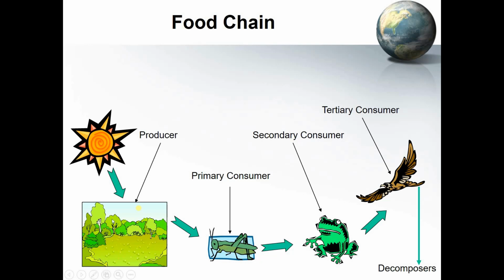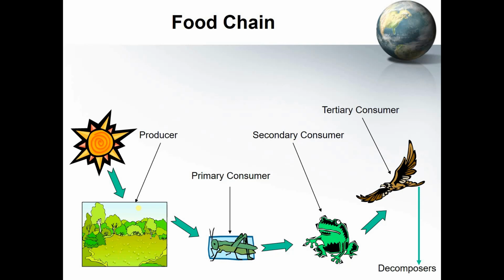The first one, energy that is contained in the plant. 90% of it is used by the plant. 10% is used by the next organism that eats that grass or that plant. So in other words, we are transferring 10% from this organism to the next one.